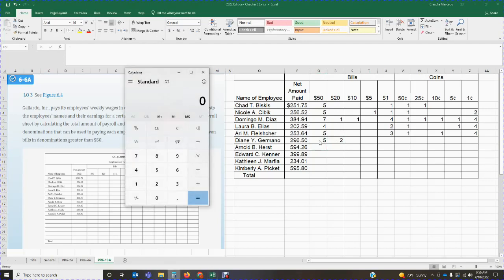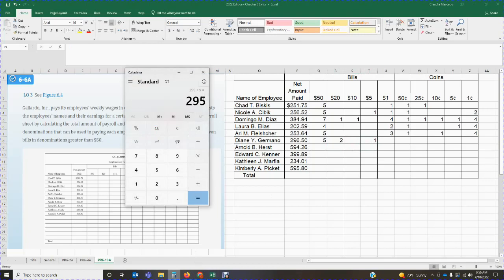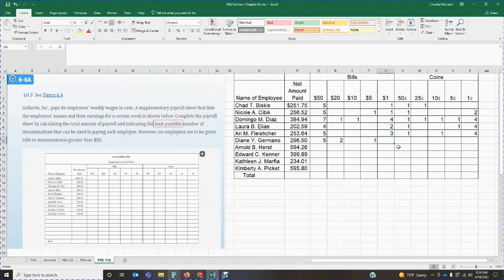So it's going to be 250 from my 50s plus 40 from my 20s. That will give me 290. Then I need to go to the next one. Can I use a $10 bill? Nope. That will take me over. I need to use a $5 bill. If I add $5, that will take me to 295. And then I need one more dollar to take me to 296. I'm going to add a dollar here.